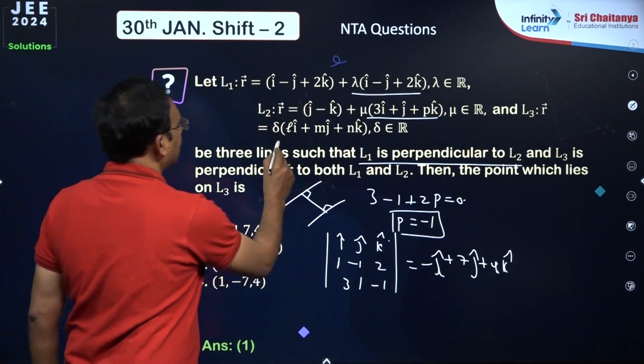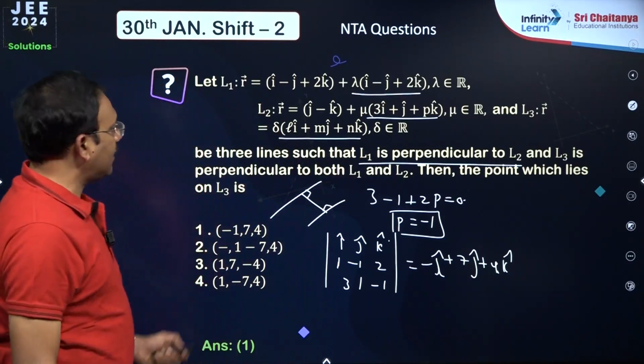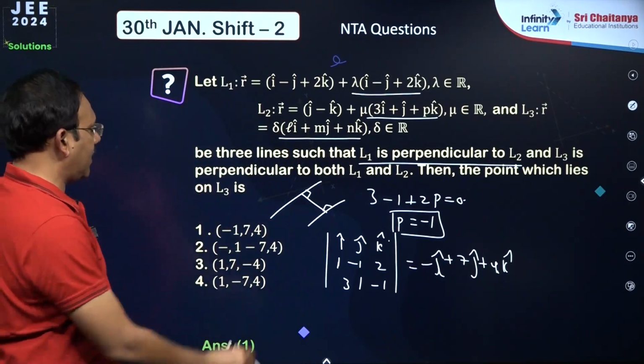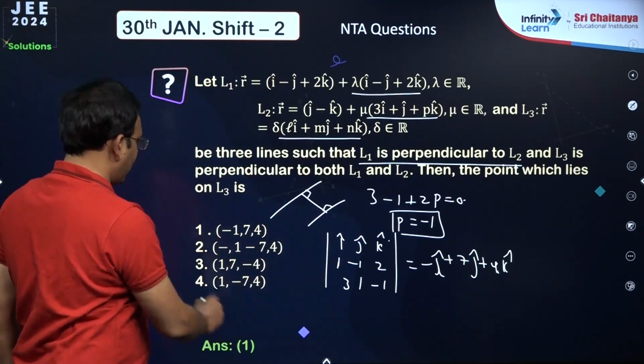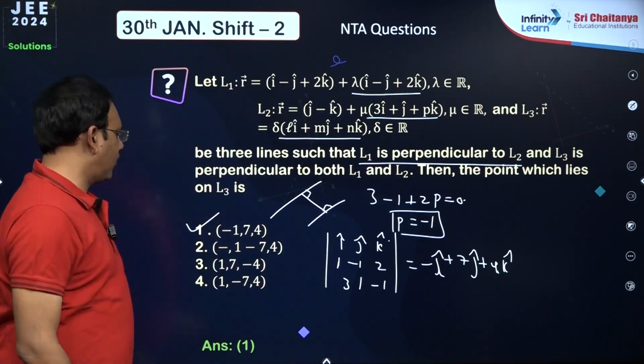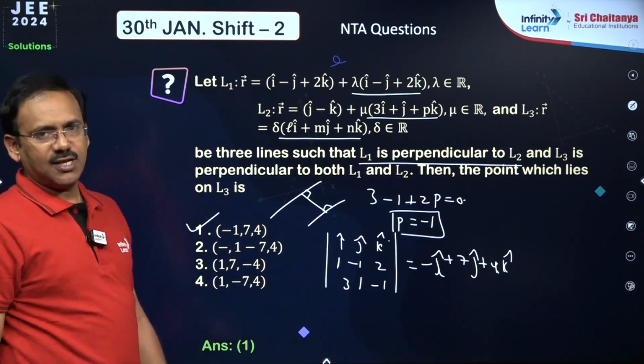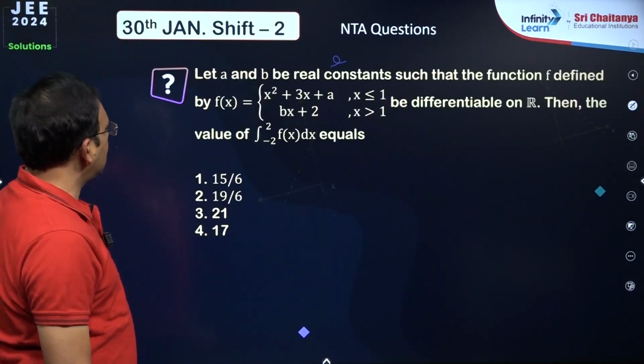So this third vector must be proportionate to that, and we want the point which lies on it. Any number proportionate to minus 174 is fine. Minus 174 is going to be the first option, dear students. Next, you see this question.